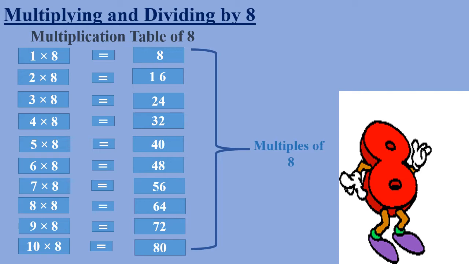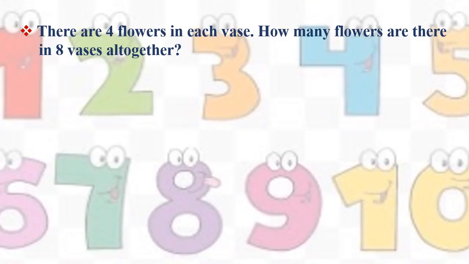Now here, these numbers 8, 16, 24, 32, 40, 48, 56, 64, 72 and 80, we call these numbers multiples of 8. These numbers are multiples of 8. Now we will see some examples.